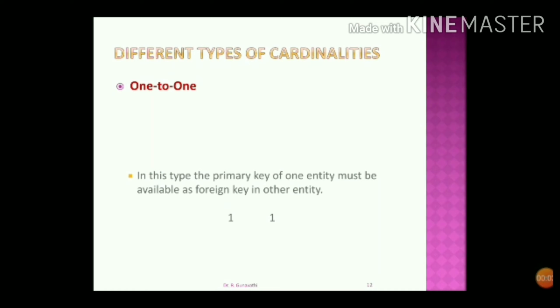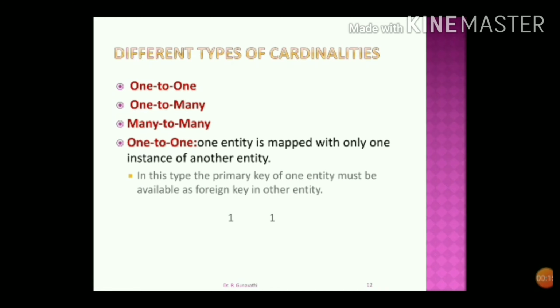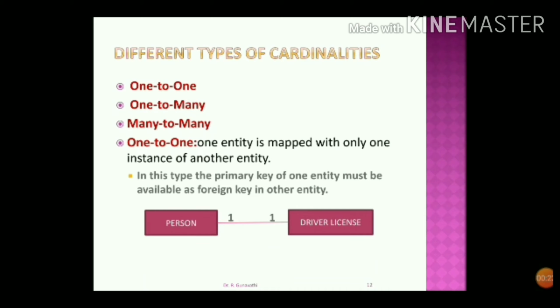Cardinality constraint. Cardinality constraint defines the maximum number of relationship instances in which an entity can participate. Different types of cardinalities: one-to-one, one-to-many, many-to-many. One-to-one cardinality is mapped with only one instance of another entity. A person having a license is an example for one-to-one cardinality.